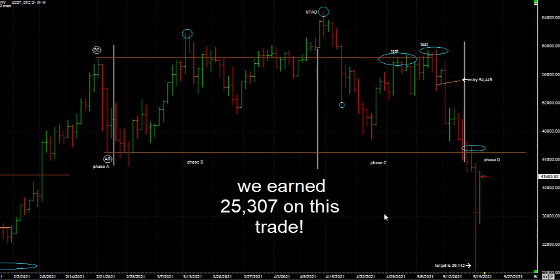Again, this can be applied on the daily time frame, which is what you're looking at, but it can also be applied to the smaller time frame so that you can day trade Bitcoin.